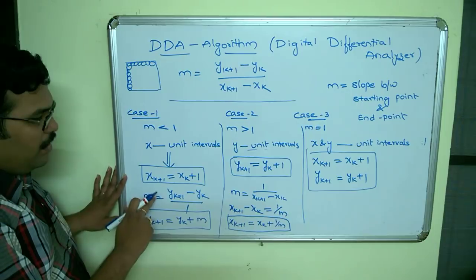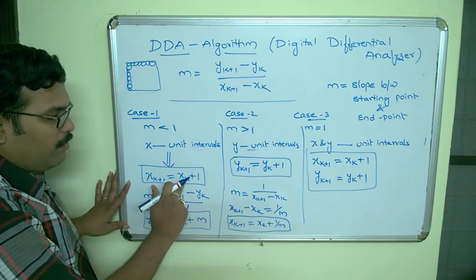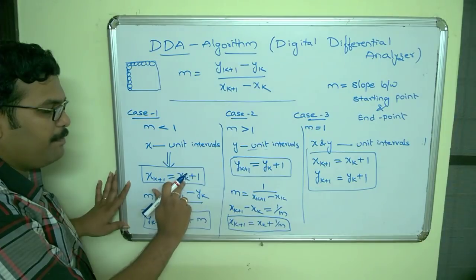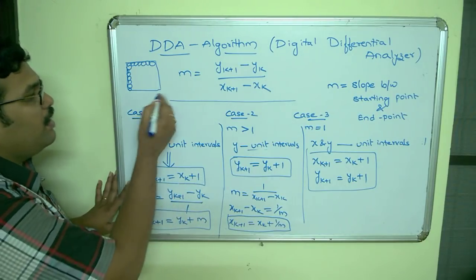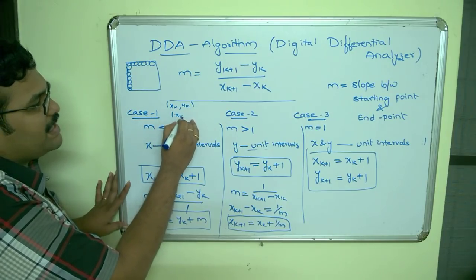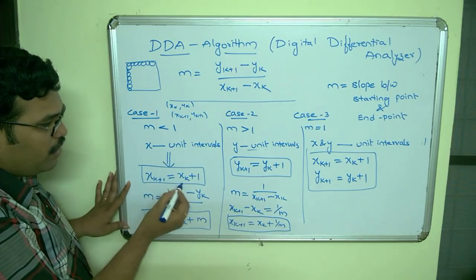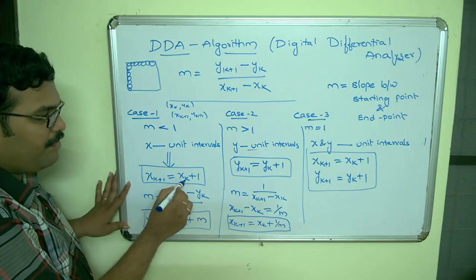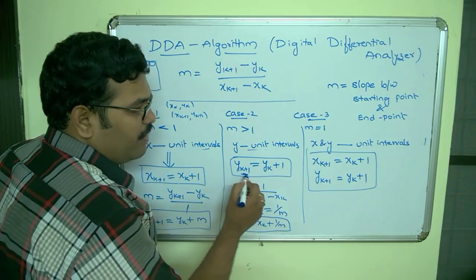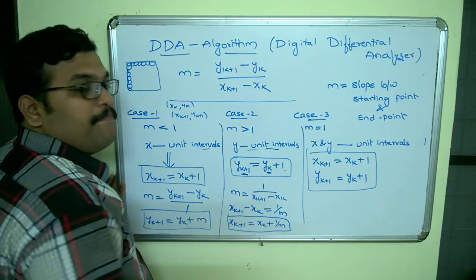So here the x moves in unit intervals means the next coordinate will be the previous coordinate plus 1 unit interval. That means x coordinate, previous coordinate plus 1. Here we have considered xk and yk as a present coordinate, xk plus 1 comma yk plus 1 as the next coordinate. So next x coordinate will be previous coordinate plus 1 unit interval. Similarly, the next y coordinate will be present y coordinate plus 1 unit interval.